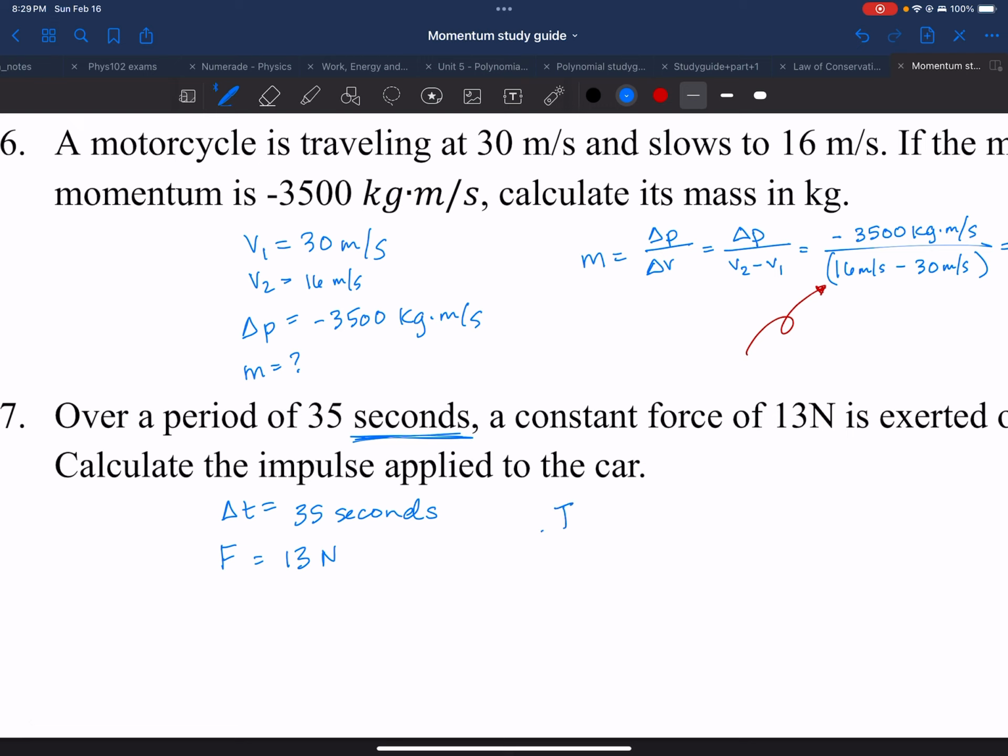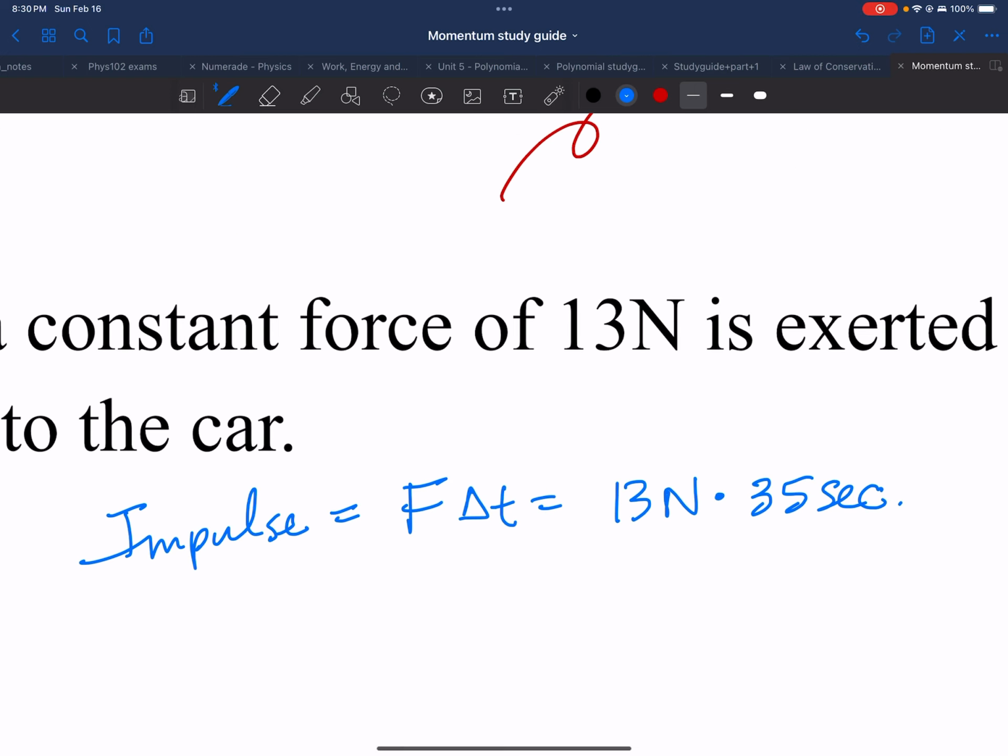Okay, well, it's not giving us any other information. So impulse, right, is equal to our change in momentum, and it's also equal to F delta T. So that's going to be 13 newtons times 35 seconds. And you don't have to do SEC, it's just that my S's look like 5s. So I go ahead and do that. And so I end up with 455 Newton seconds.